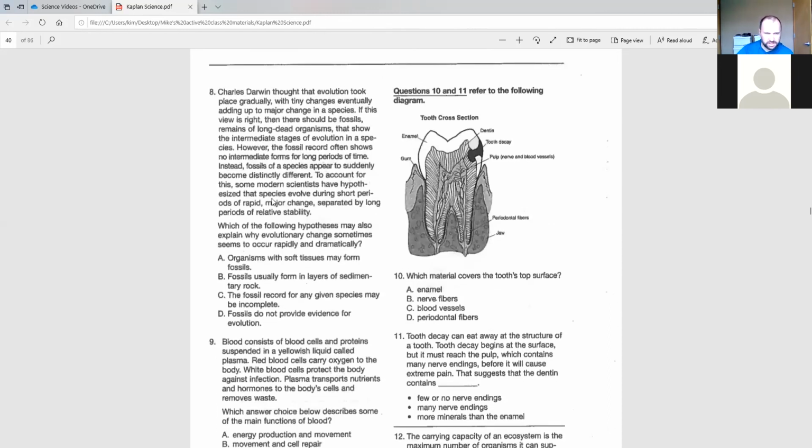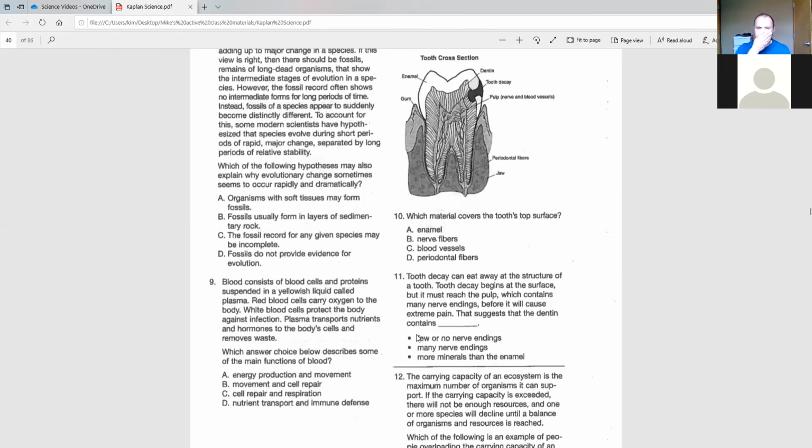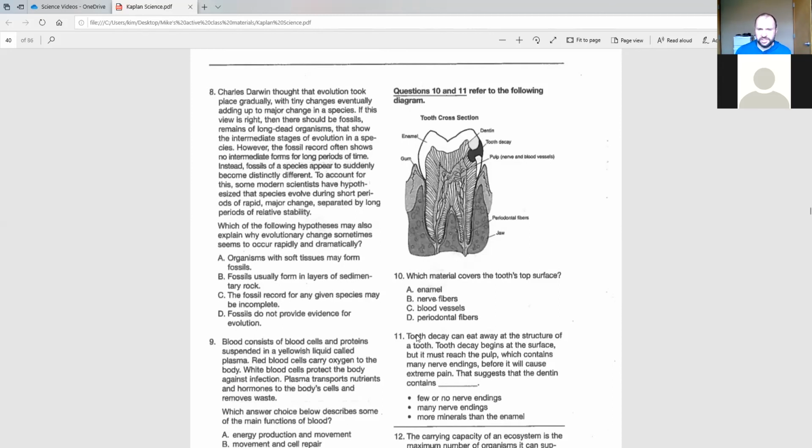I'm going to skip number 8 and 9 for now. Let's do number 10 and 11. So 10 and 11 talk about this diagram of a tooth, right? It's titled tooth cross section. So what that means is if you cut a tooth in half right down the middle and look inside it, this is what it would look like. Okay?